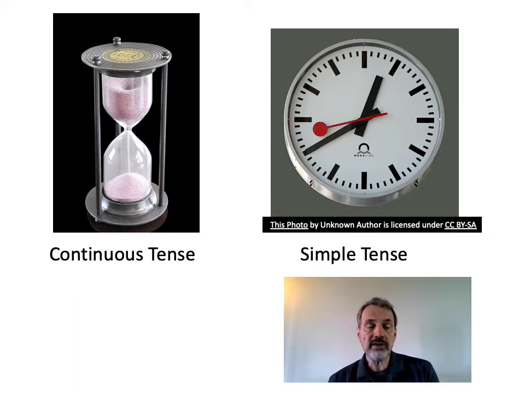Now, however, actions in the simple tense are like a normal clock, with hands that go around and around. The time keeps going and going. We don't know when the time started, and we don't know when it will end. It could go on forever.